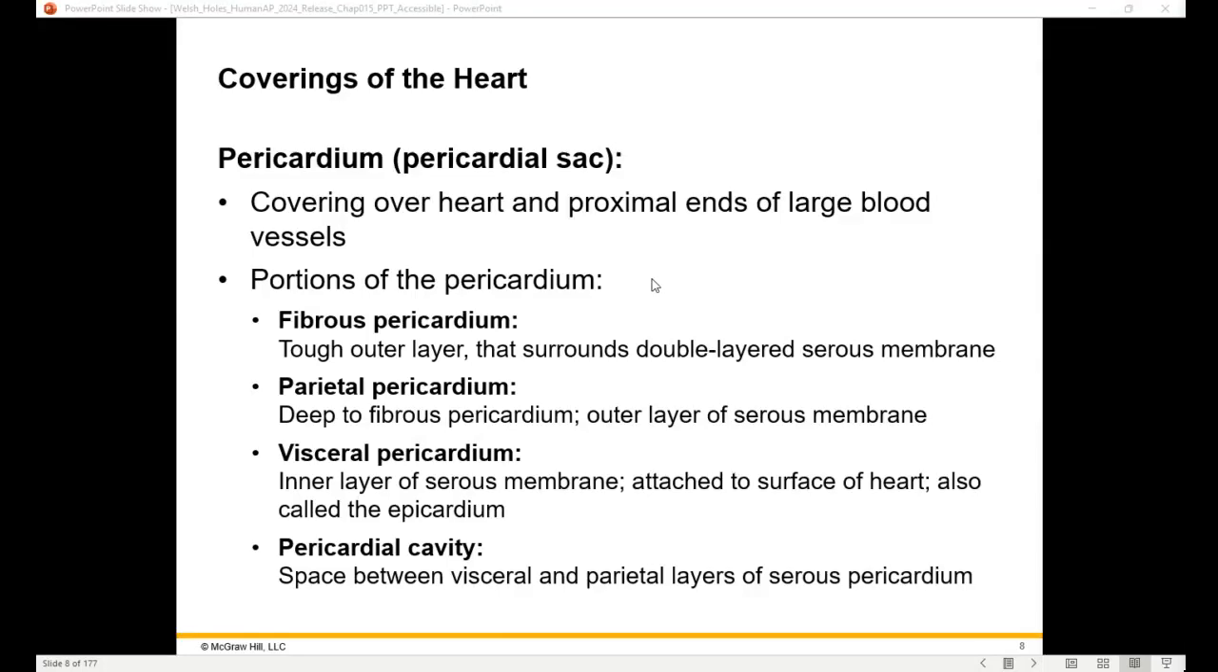It's the outer layer of the serous membrane, you'll remember. And then the visceral pericardium. It's the inner layer of the serous membrane that's actually attached to the surface of the heart. And we can also call it an epicardium. Then you have the pericardial cavity, which is a space between the visceral and parietal layers of the serous pericardium.